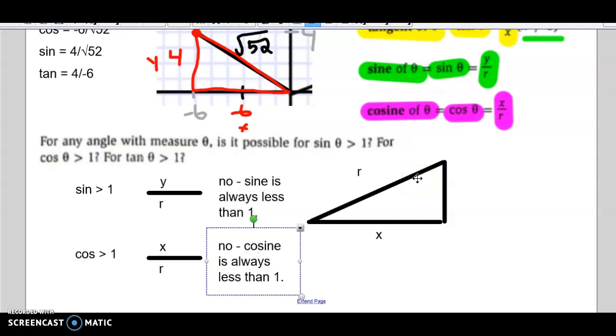So that can't be possible. All right, don't spend too much time on this. If you don't get it, it's cool. But it'll make more sense when we start talking about the graphs of these functions, which, when are we doing that?